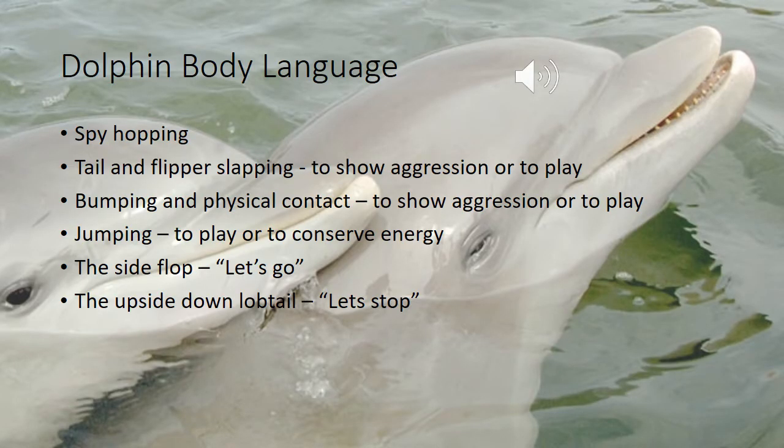Dolphins also use body language to communicate. Spy hopping is when they come just above the water and look around to see if there are predators, other animals or other species in the water who want to attack them. Tail and flipper slapping, which is when they use their tail to slap against the water, is to show aggression, to show that they're angry, or it can be to play.